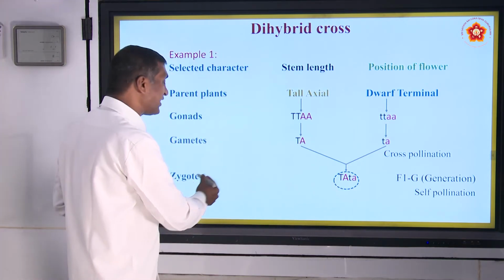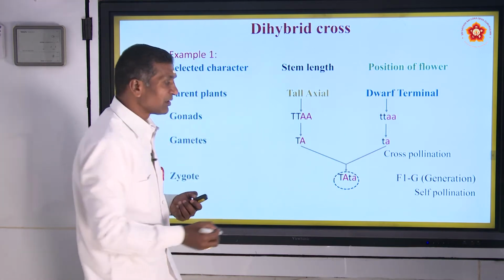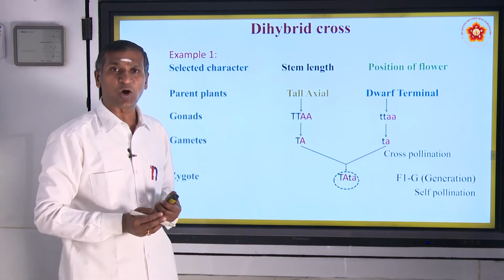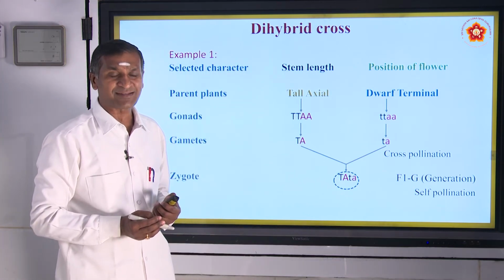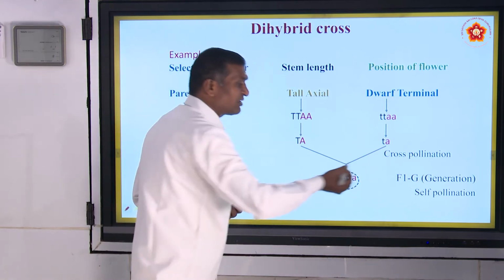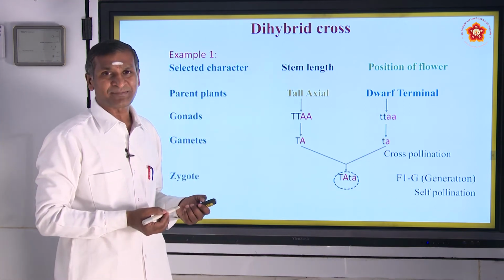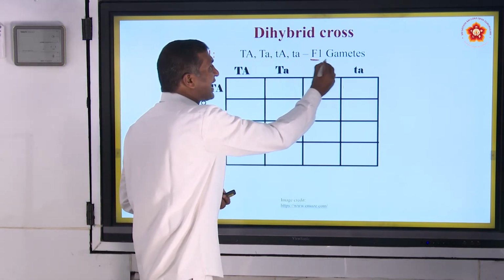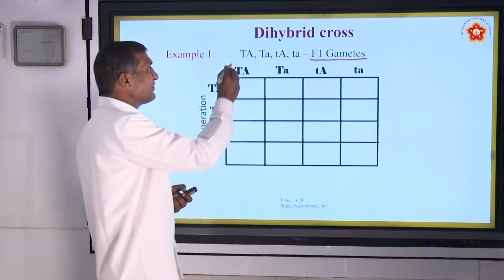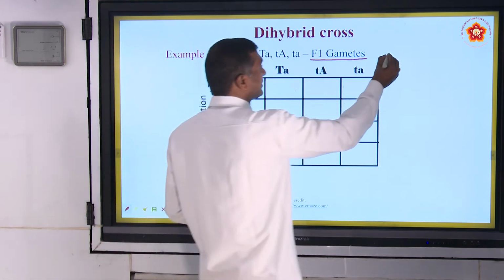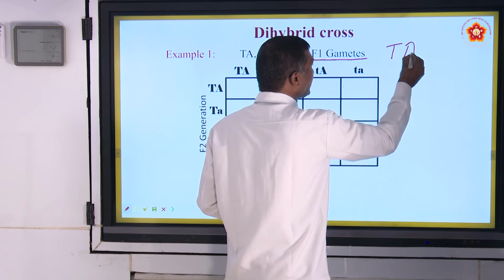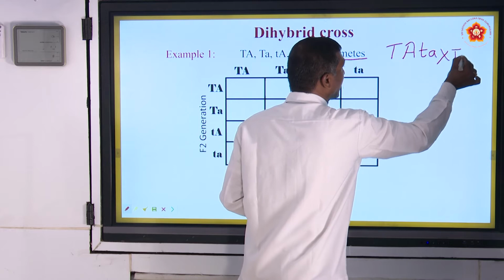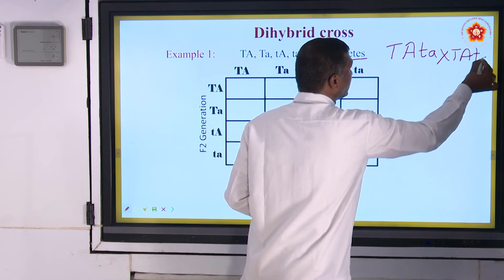Now, the zygote that is obtained by cross pollination, we got the F1 generation where all the plants were tall with axial placed flowers, and the F1 generation undergone self pollination. The self pollination, the gametes, the F1 generation gametes, self pollination, please understand here. Capital T, capital A, small t, small a crossed with capital T, capital A, small t, small a.